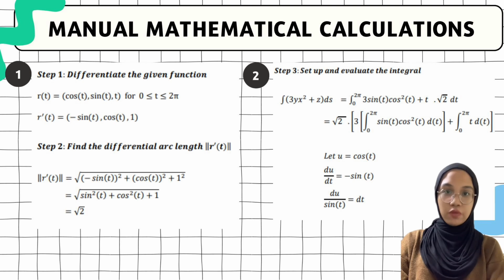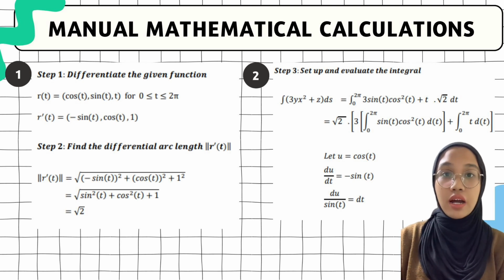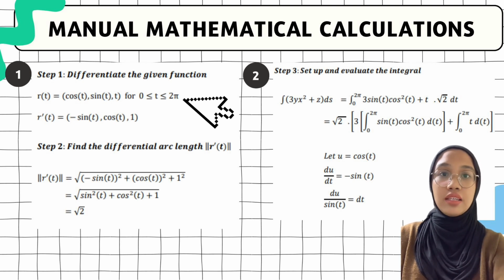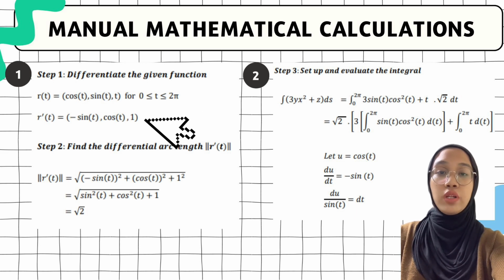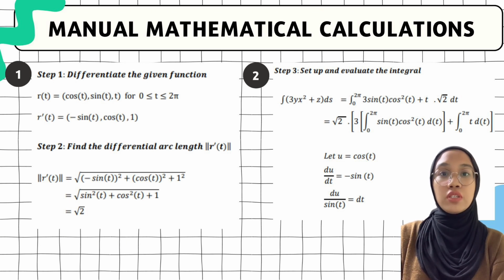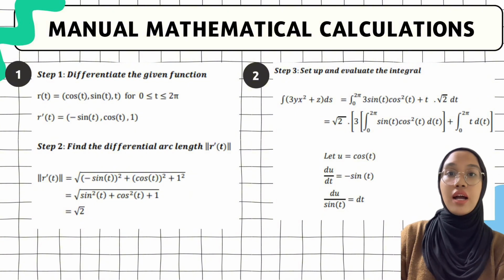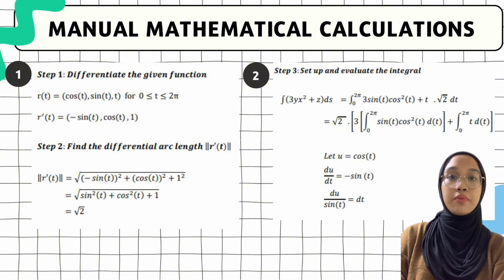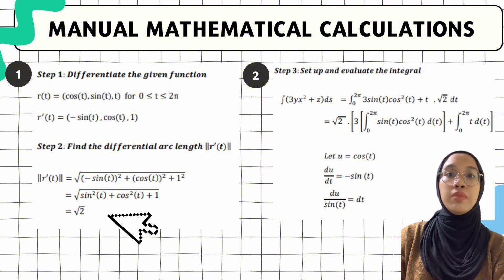For the manual calculation, firstly we have to differentiate the given function r(t) = cos t as x, sin t as y, and t as z, and we will get r'(t) = (−sin t, cos t, 1). Then we move on to the second step, which is to find the differential arc length by calculating the norm of r'(t), and the answer will be square root of 2.